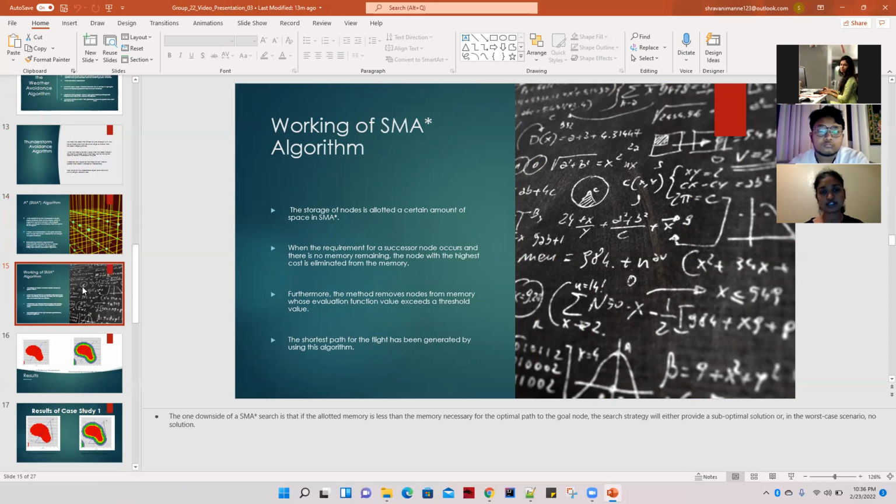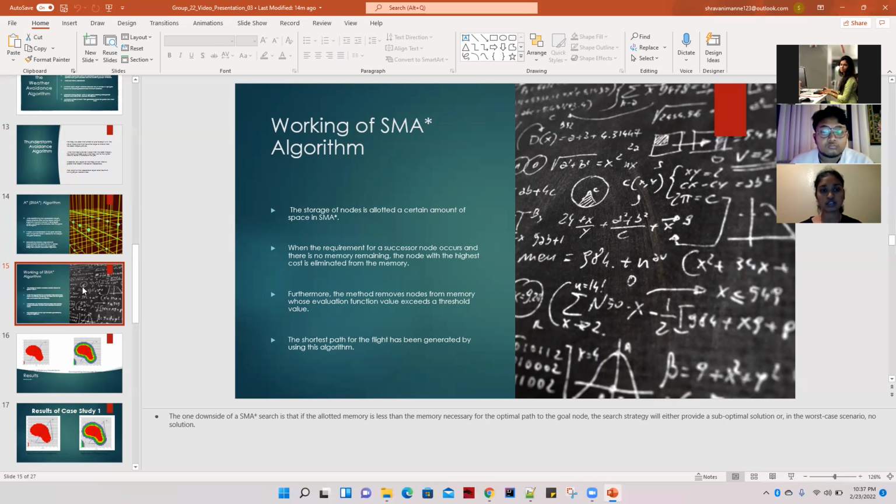Here, after making the changes to the A-star search algorithm technique, in the SMA algorithm, a certain amount of space has been allocated to the nodes for the storage. When the requirement for a successor node occurs and there is no memory remaining to allocate, then the node with the highest cost is eliminated from the memory. And also, this algorithm removes nodes from the memory whose evaluation function value exceeds a threshold value. This is how the shortest path for the flight has been generated by using this algorithm.